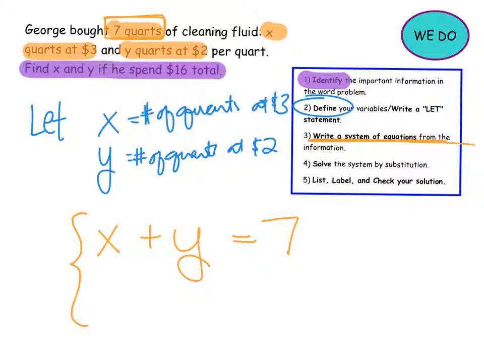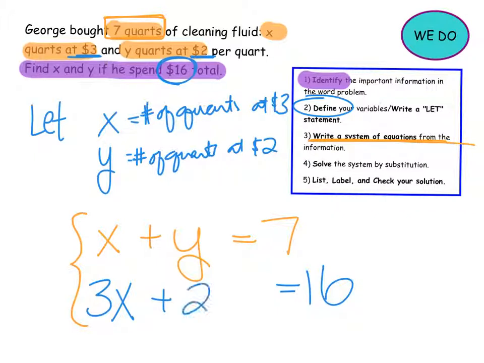Then it says the x quarts are $3, the y quarts are $2. He spends $16 total. So we know the total is going to be $16. And then it's taking how much it is per quart and how many quarts you bought. So $3 for every x quart and $2 for every y quart is what he's spending, and altogether he spent $16. From there you could solve by substitution, elimination, or graphing, which is what we're doing in class. Then you would label your answers.